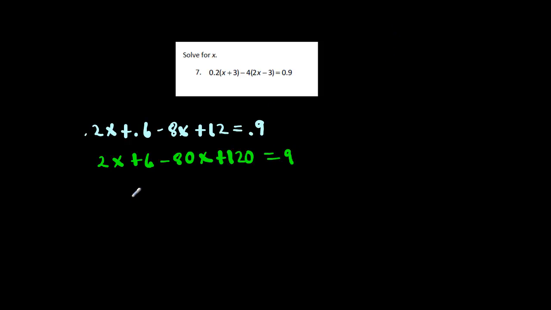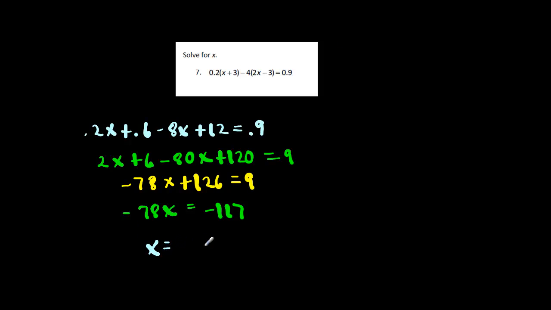Then solve from here. So if I have 2x minus 80x, that's going to be -78x. 6 and 120 is 126. We're going to subtract 126 from both sides. 9 minus 126 is -117. Then we divide both sides by -78. The negatives cancel. 117 divided by 78, if you do it out, it comes out to be 1.5. And that's your answer.